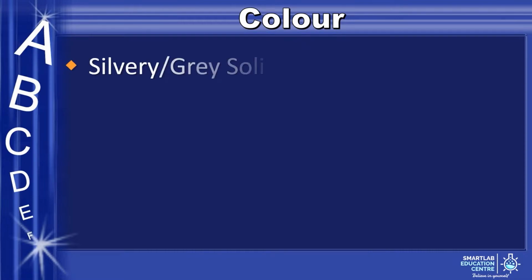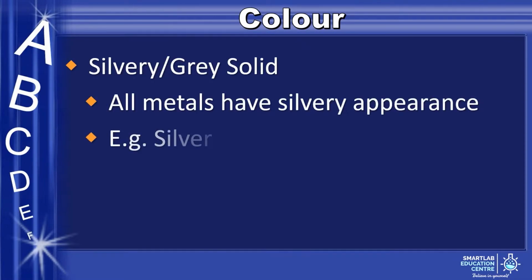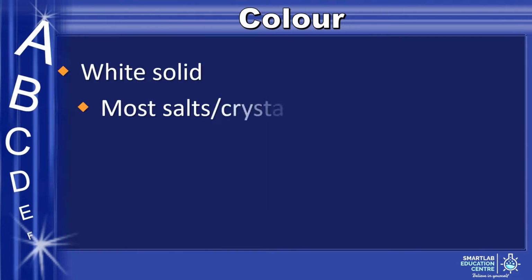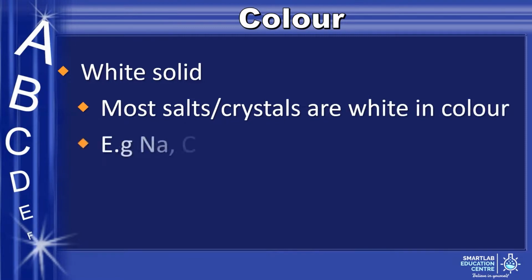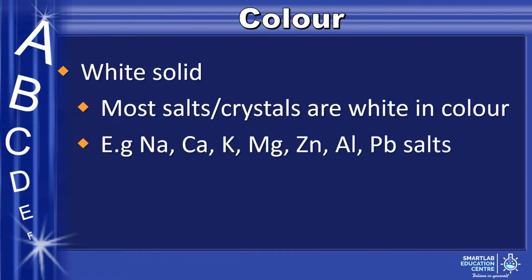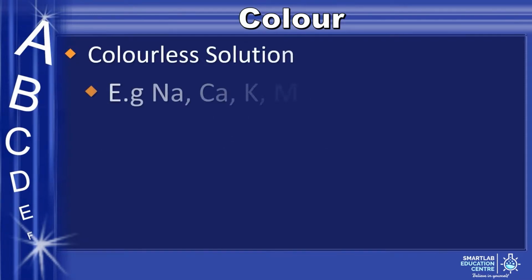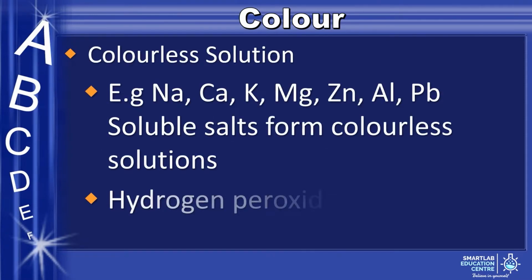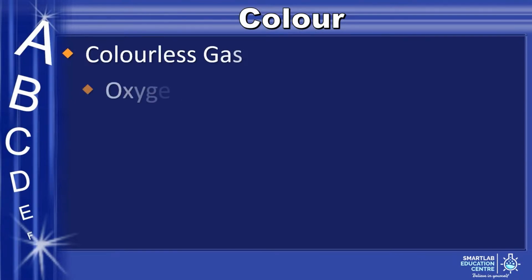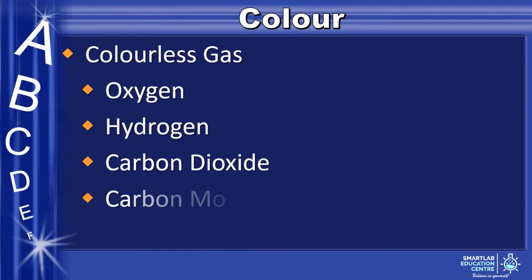With respect to metals, all metals have a silvery appearance. And when it comes to white solids, most salts or crystals are white in color, with some of the examples listed below. And here are some examples of a colorless solution, with soluble salts forming colorless solutions. Some examples of colorless gases include oxygen, hydrogen, carbon dioxide, and carbon monoxide.